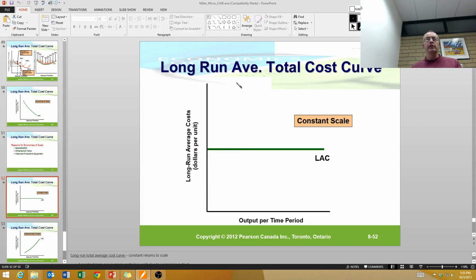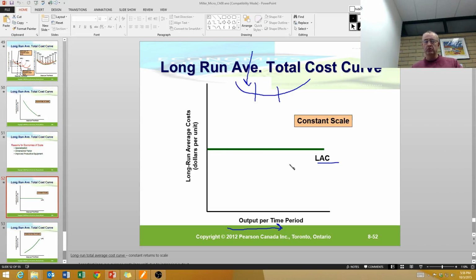Okay, so remember, here's our long-run average cost curve. It's U-shaped. We looked at the downward section where we have increasing economies of scale. Then we have a section where we have so-called constant economies of scale. So it means that as the potential plant size increases, our long-run average costs stay constant.